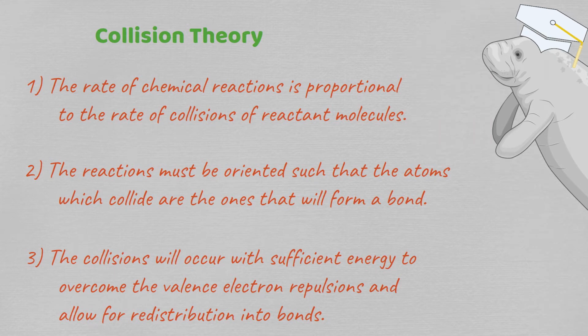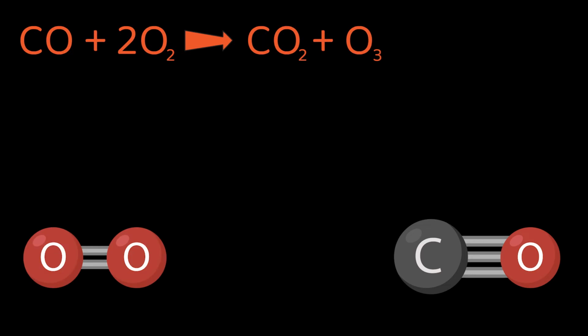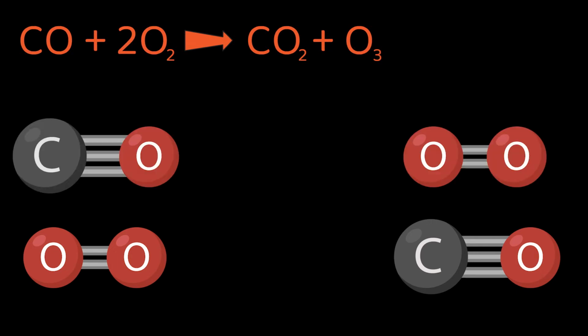These are somewhat intuitive. Take carbon monoxide, for example. If we react carbon monoxide with oxygen gas, we get carbon dioxide and elemental oxygen, according to this chemical equation. For one of the gaseous oxygen molecules to bond with the carbon dioxide, they must make contact in the correct orientation. Consider these 2 collisions.